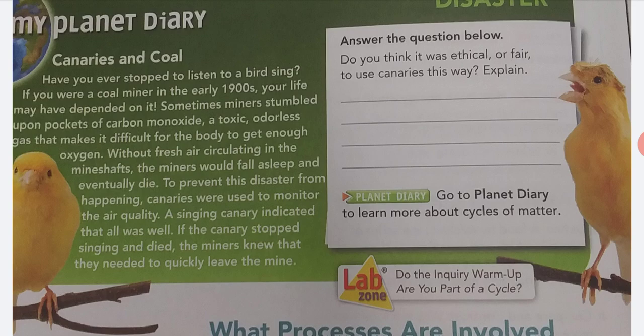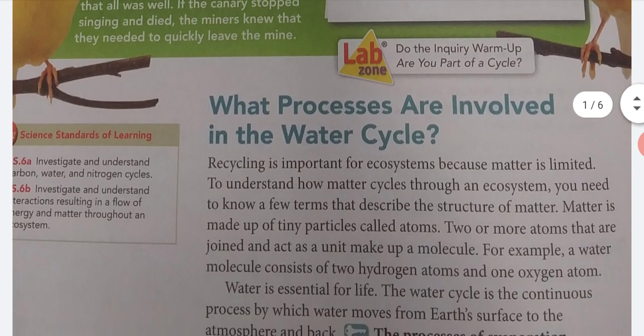To prevent this disaster from happening, canaries were used to monitor the air quality. A singing canary indicated that all was well. If the canary stopped singing and died, the miners knew that they needed to quickly leave the mine.